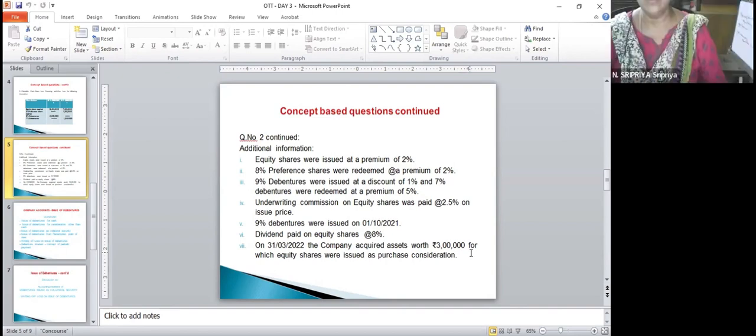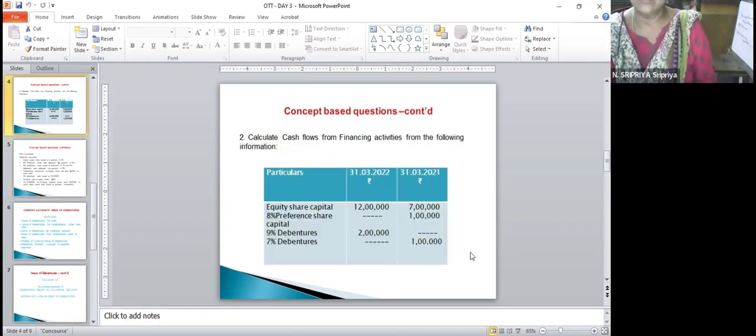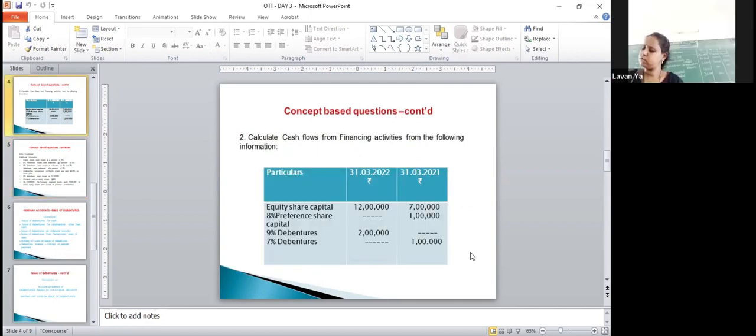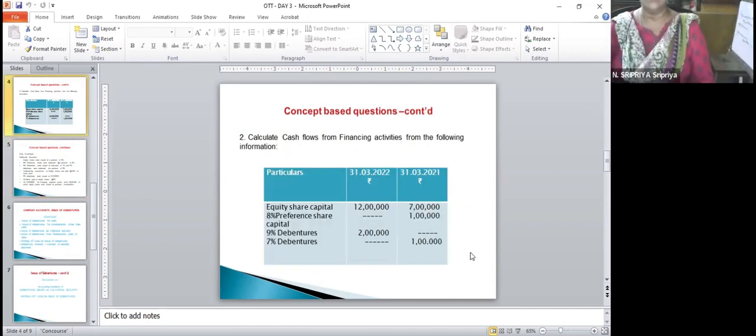Then the next one, you have 9% debentures were issued at a discount of 1%. So that has to be subtracted from the source concerned. So debentures increasing by 2 lakh rupees, for which 1% discount, so 2,000 rupees should be subtracted. So 1,98,000 will be the inflow from financing activities.